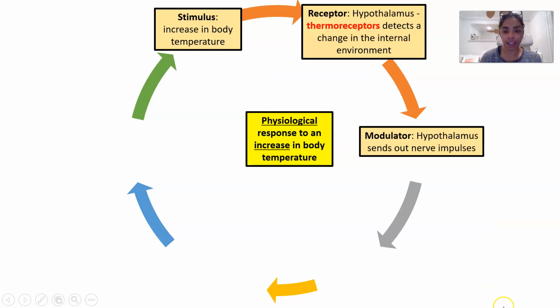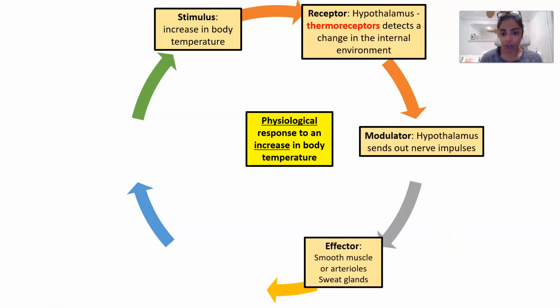nerve impulses again. So you should note here that we haven't really changed very much. So that's quite helpful in looking at feedback loops. The stimulus was different, but the mechanism of the receptor and the modulator working are similar. The effector organs, you'll notice this time we don't have skeletal muscle. It's just the smooth muscle of the arterioles again and sweat glands.